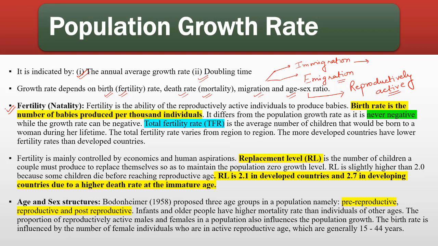Birth rate is the number of babies produced per 1,000 individuals. Per 1,000 individuals, the number of babies emerging, taking birth, that is the birth rate. It differs from the population growth rate.